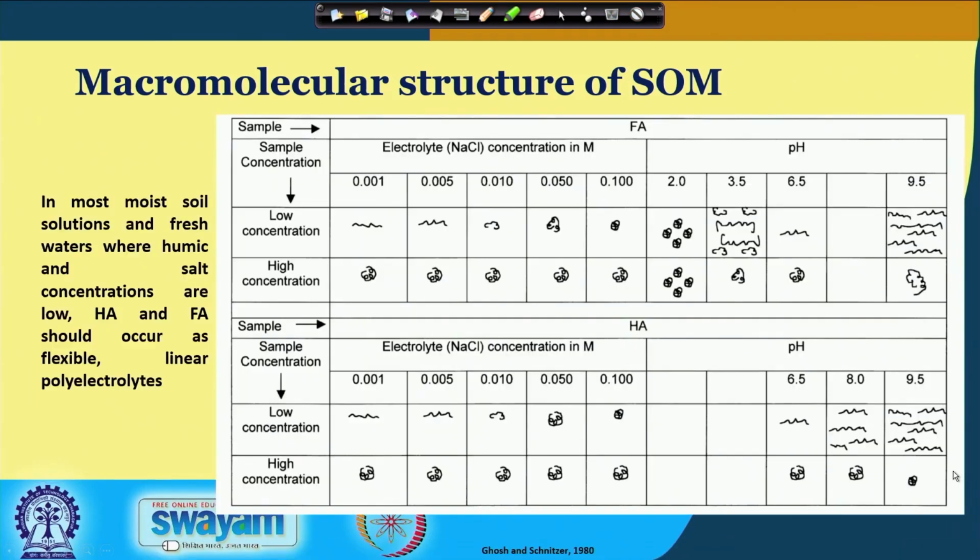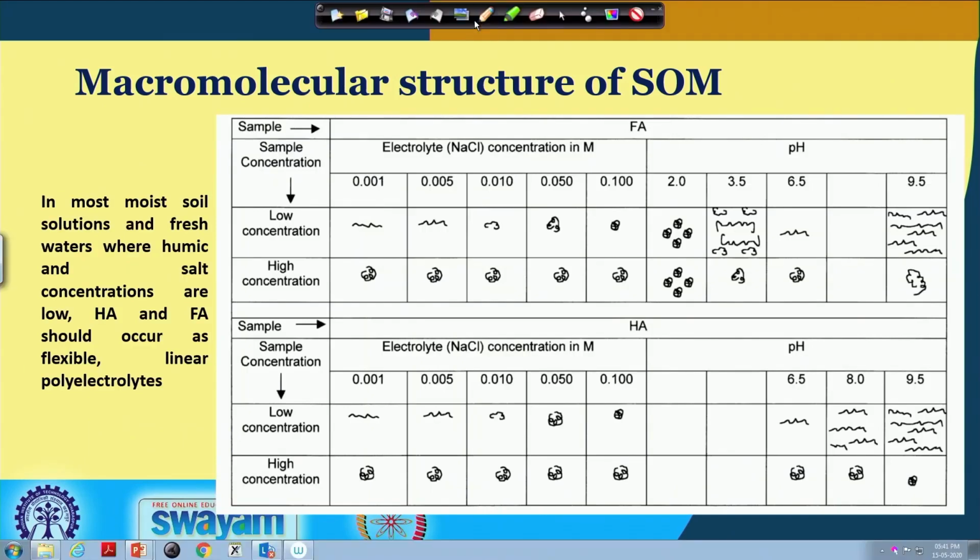If you go to the next slide, you will see basically what I have told you in the last slide, that there are 2 types of sample concentration. One is low sample concentration, another is high sample concentration. In this case we are talking about fulvic acid, and this is the chart of humic acid. So, low concentration and high concentration.